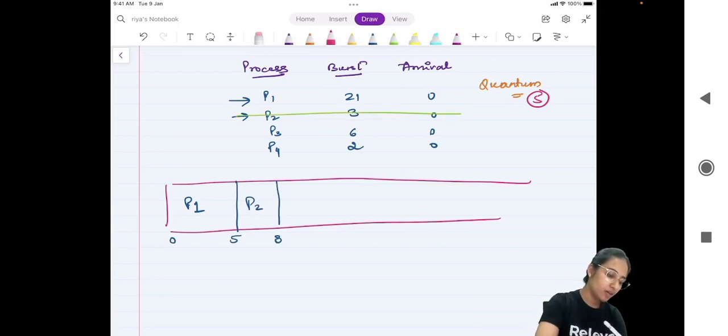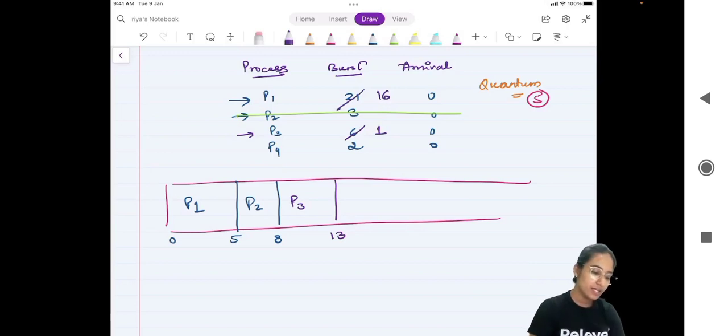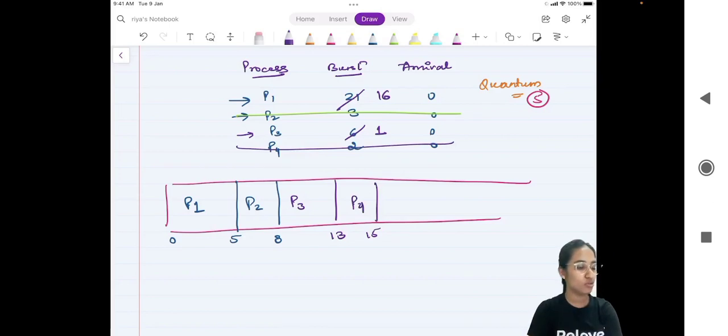And then we have the P3 process. P3 has a burst time of 6, so it will execute till 13, and it still has 1 unit left over here. For P4, it will only take 2, so this is ending at 15 for P4. Okay, and with this, P4 is also ended.